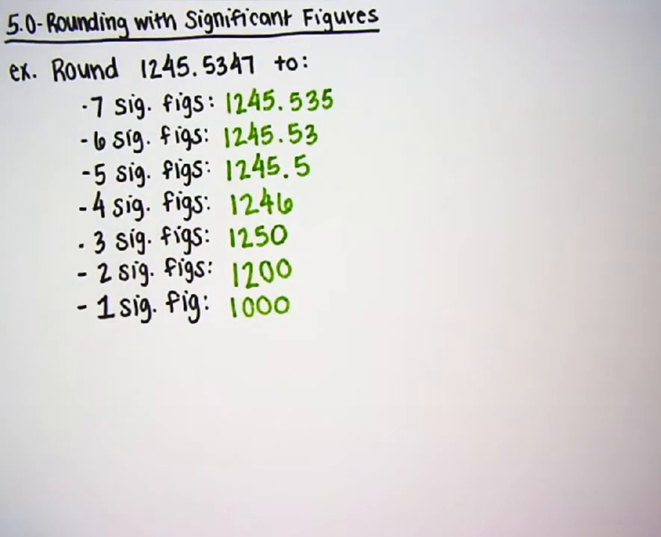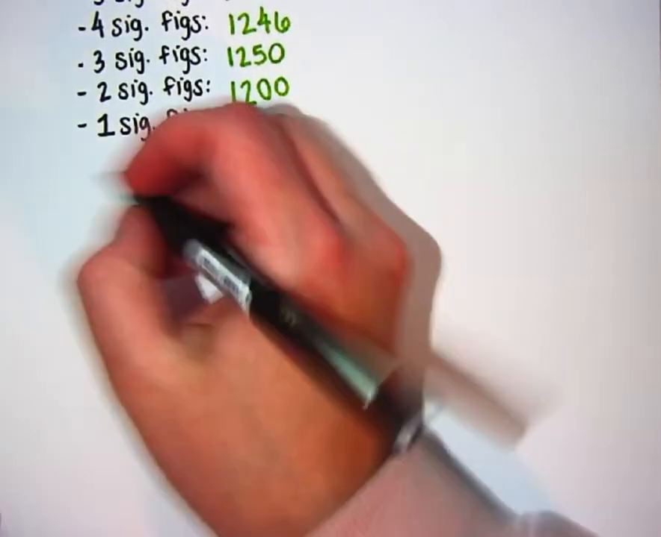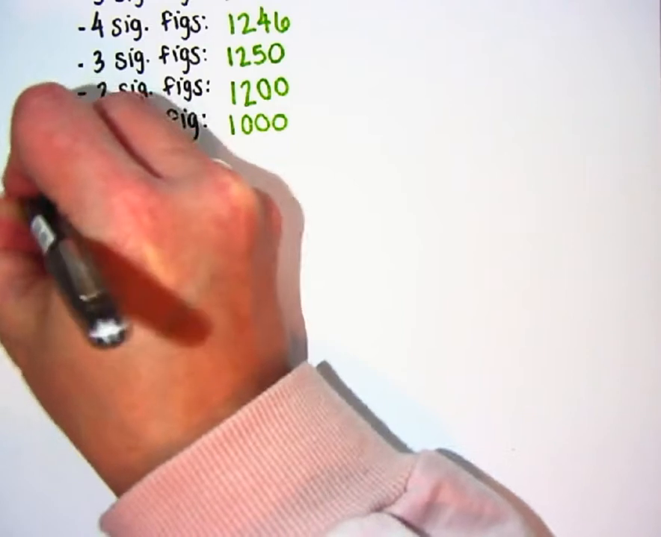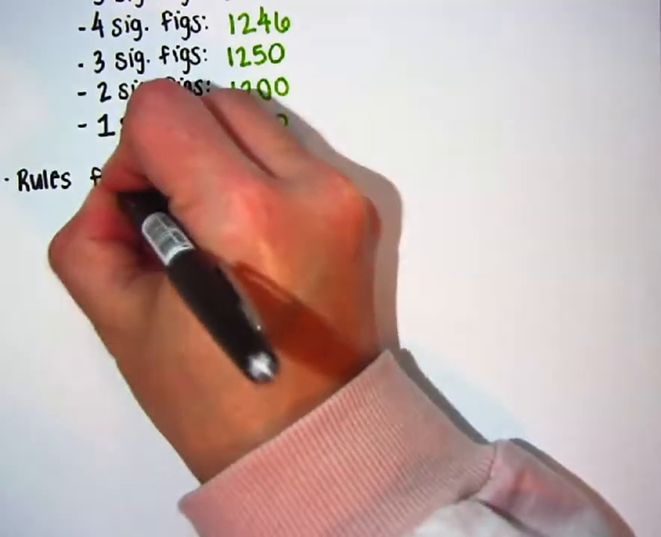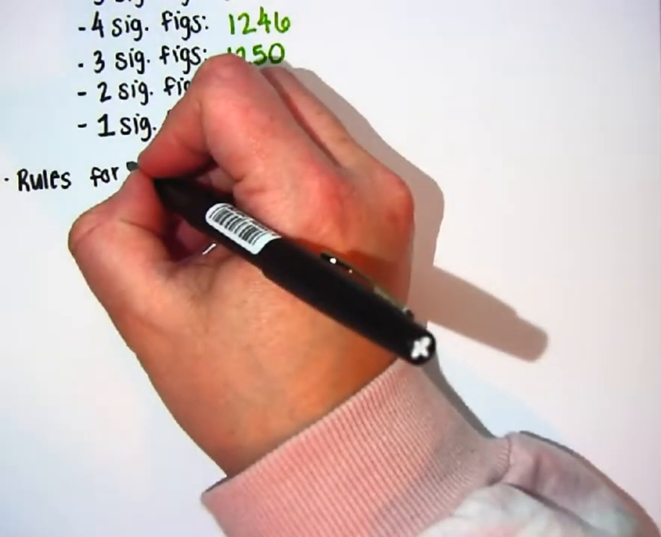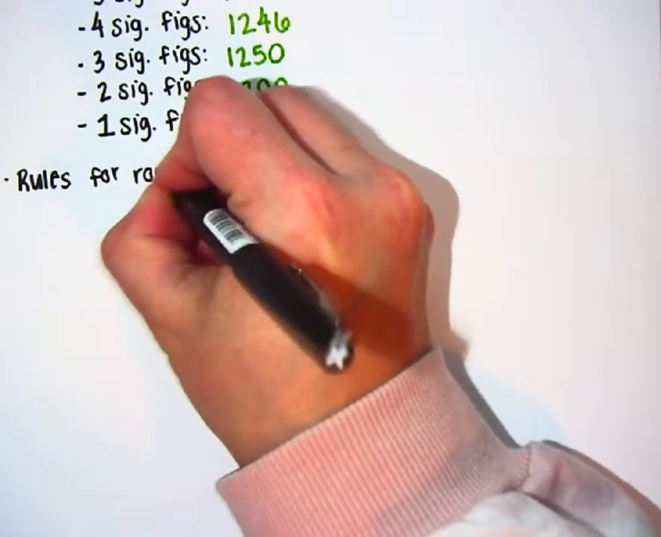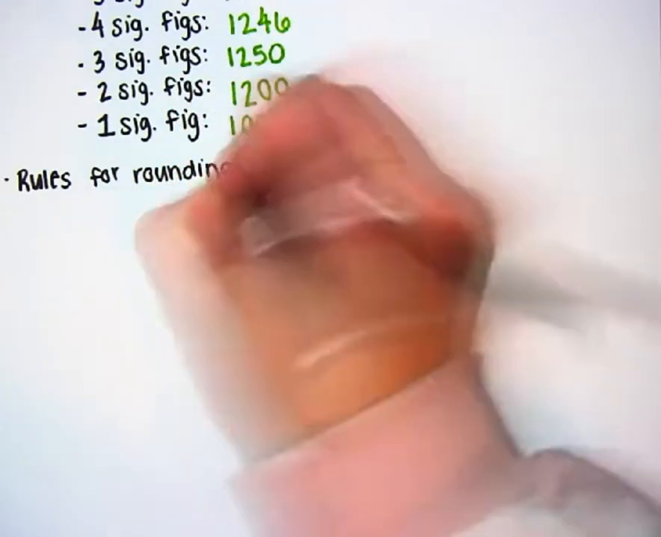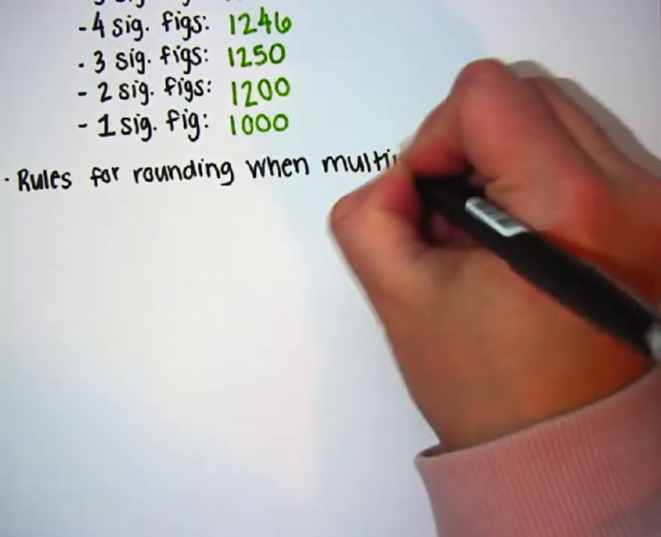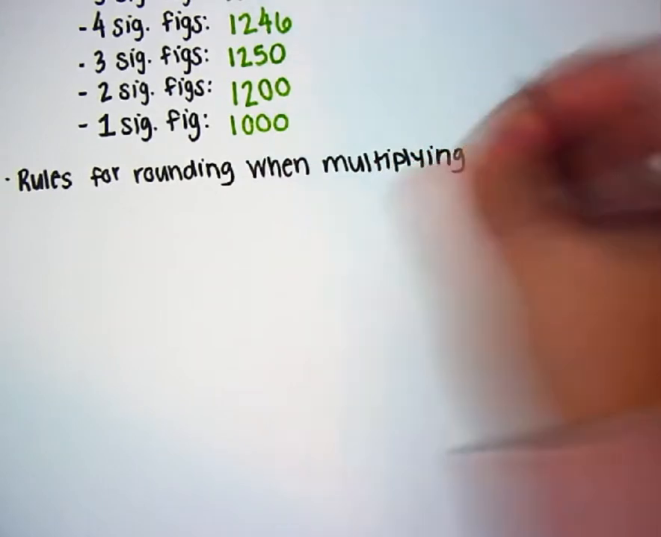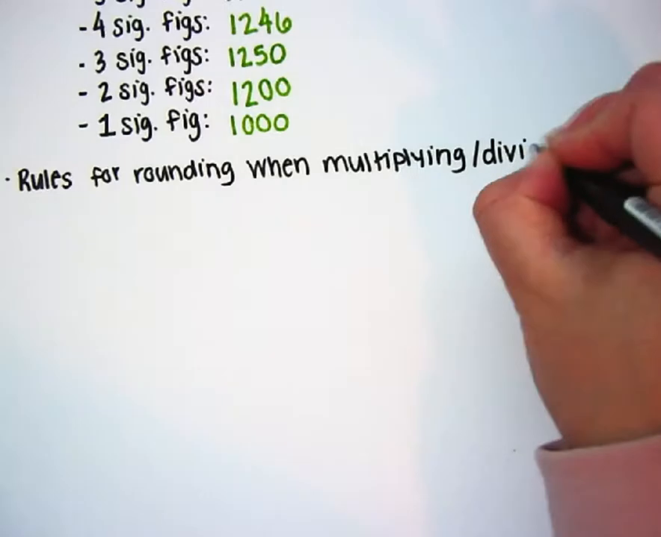So now that we've gone through rounding, how do you know how many significant figures you should round to? Well, it's going to depend based on the type of problem that you are doing. So first, let's start with rules for rounding when multiplying or dividing.